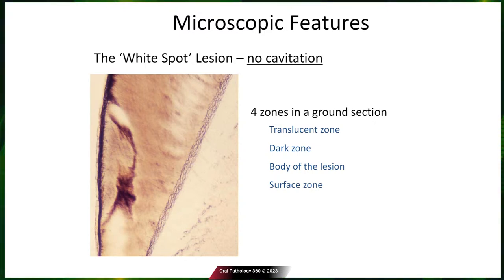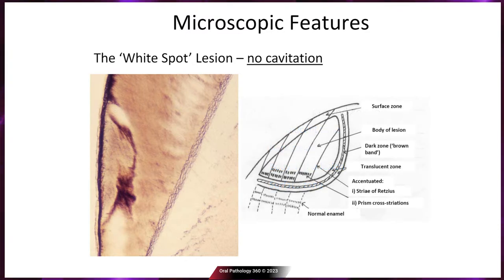And the surface zone is that interface with the oral environment. The body will gradually, over a period of time as the lesion progresses, lose mineral, and there will come a point where it cannot support itself and it will cavitate. So that's the diagram with the zones, as you can see here, in diagrammatic form for your reference.